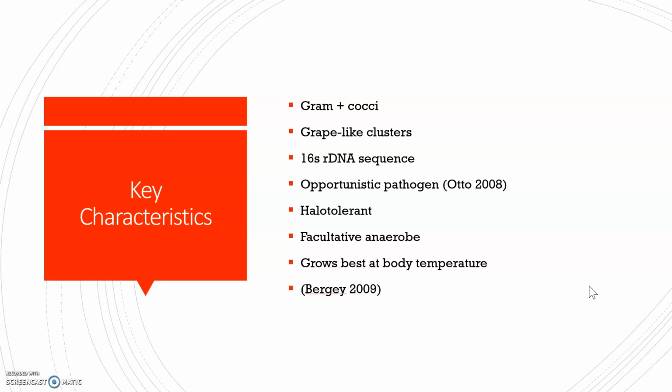It is halotolerant, meaning that it can withstand high salt environments, such as your skin or sweaty skin, and it can withstand that more so than a lot of other microorganisms. It is a facultative anaerobe, and it grows best at body temperature. It can range anywhere from 18 degrees Celsius to 40 degrees Celsius, but 37 degrees, which is body temperature, is optimal.